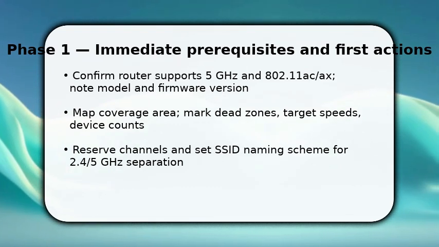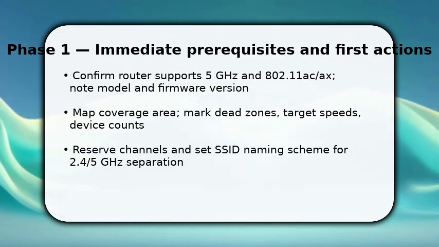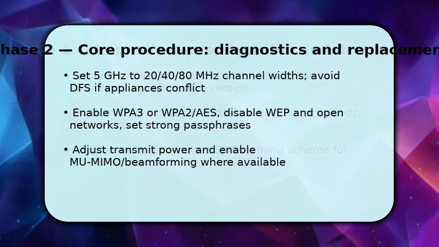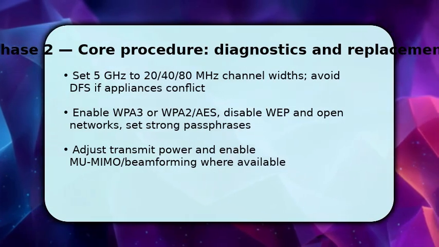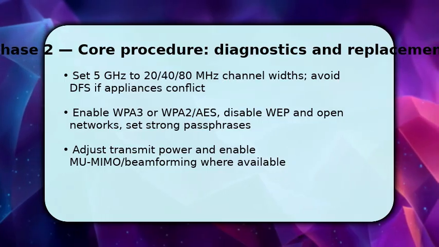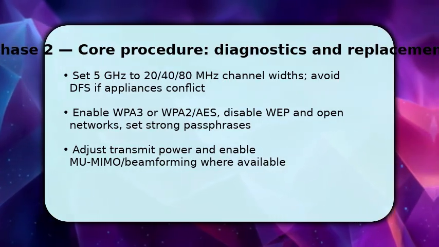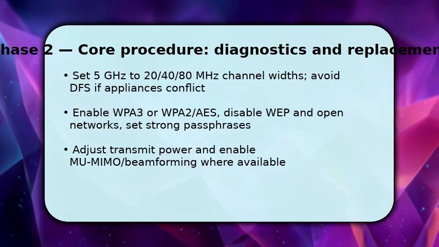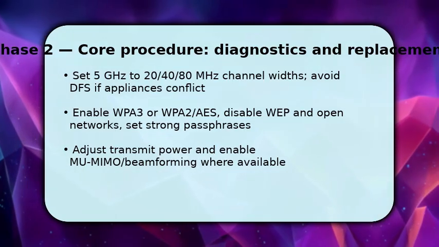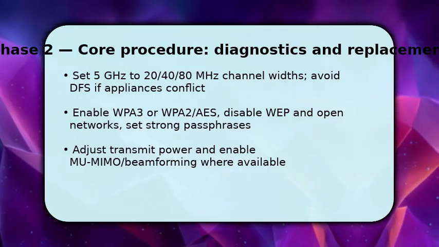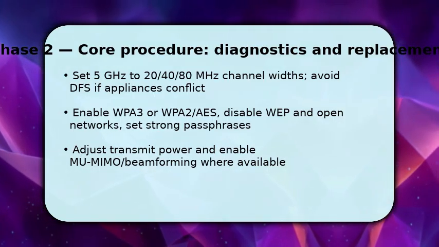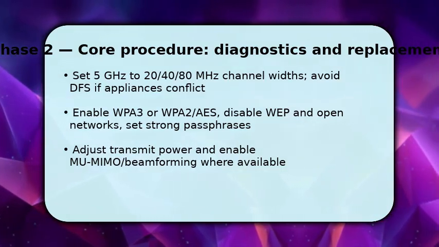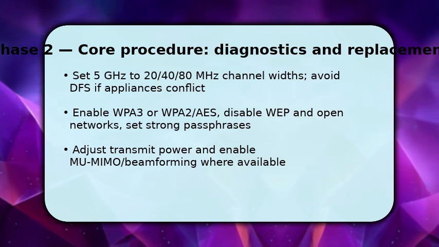band immediately. Once done with hardware and placement, log into each AP and configure the 5 GHz radio. Choose 20, 40, or 80 MHz channel width depending on interference, and pick clear channels. DFS channels can be used but may trigger radar events. Set security to WPA3 or WPA2/AES with a strong passphrase, because encryption protects throughput and devices. Then tune transmit power and enable MU-MIMO and beamforming to improve multi-device performance.